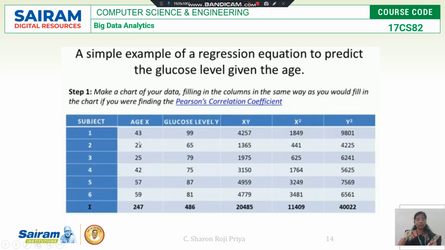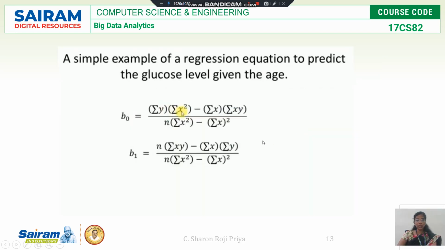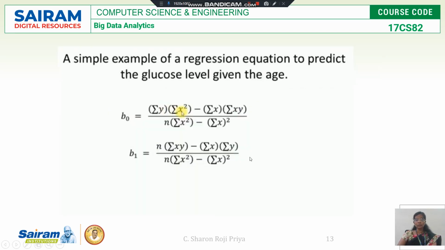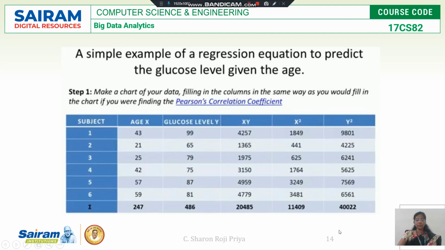With the given two columns, you had only age and corresponding glucose level. Along with these two columns, I am adding a few more columns like xy and x square. What I need in this formula is xy and x square, so I'll be adding those columns. For xy, you multiply 43 into 99, write the corresponding value. 21 into 65, write the corresponding value. Similarly, x square, 43 square, 21 square, write this. Y square is not needed in this formula. Even if you don't write this, it is fine.